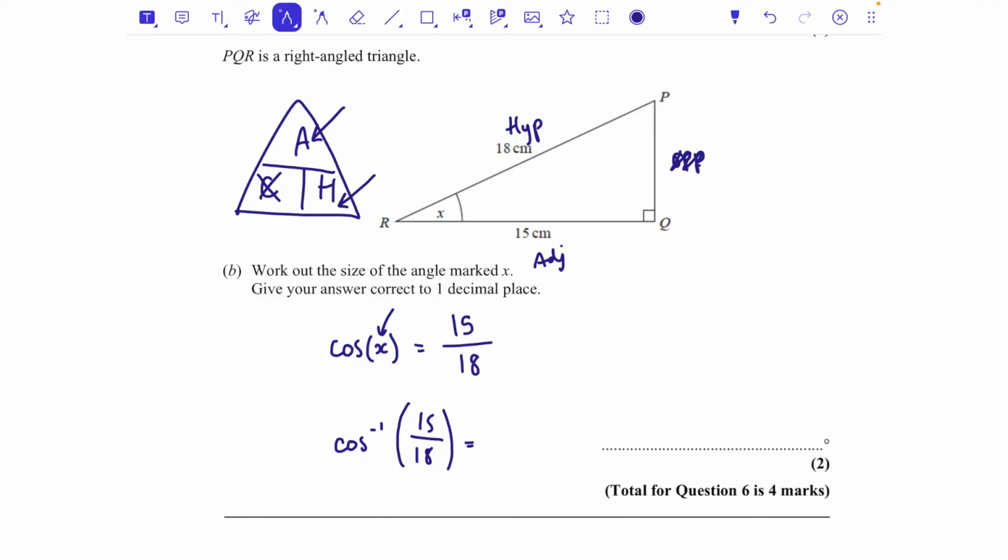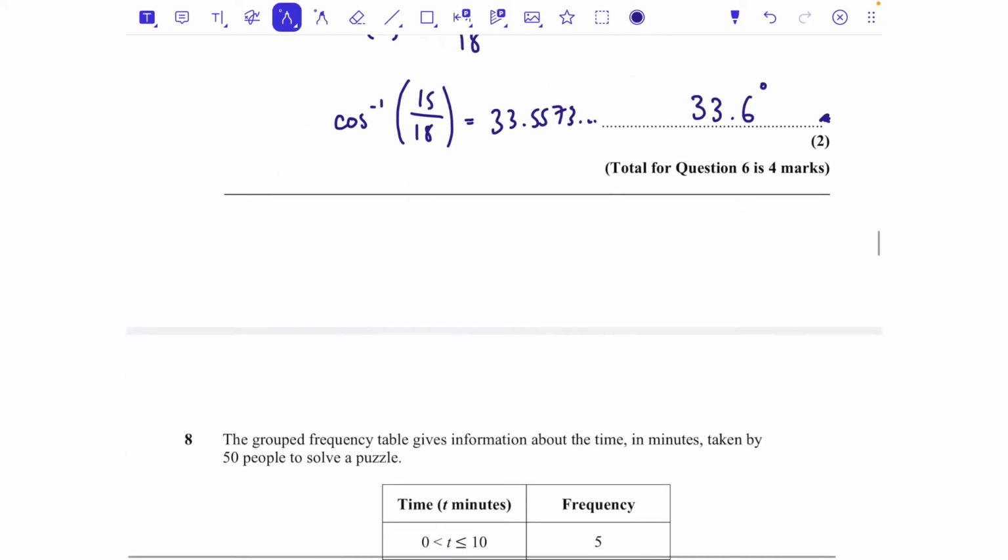So to get that cos to the -1, you're going to press shift and then cos in your calculator. I like to use the fraction button as well, 15 over 18, but you can put 15 divided by 18, that's all fine. And that gives you 33.5573, to 1 decimal place, 33.6 degrees. Oh, there we go, like that.